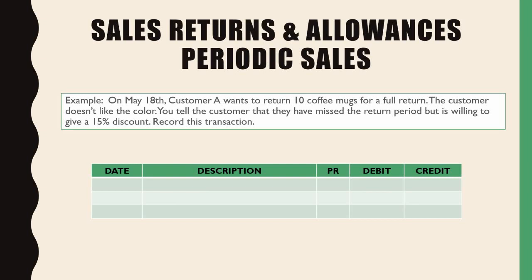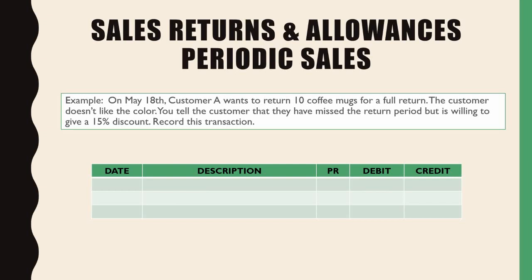Okay, so let's take a look at this example here, where on May 18th, customer A wants to return 10 of those coffee mugs for a full refund. But the company policy, once again, was that you can only return within 15 days. So they already missed that period for them to return the product. So of course, the customer was probably complaining, I don't like this item. I want a refund. I demand it right now.